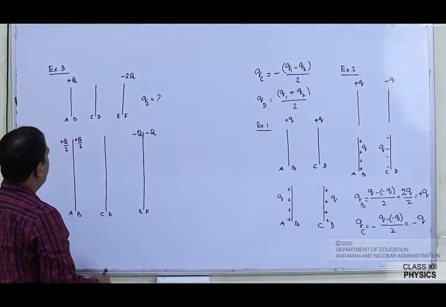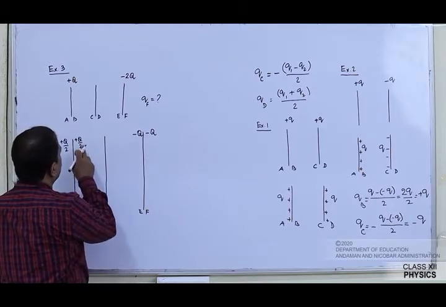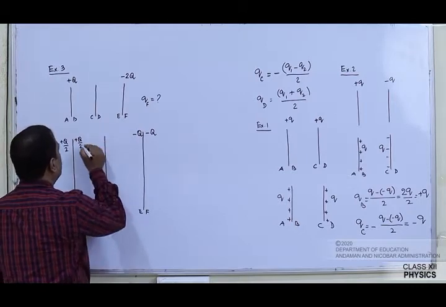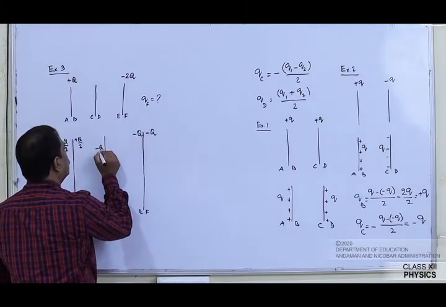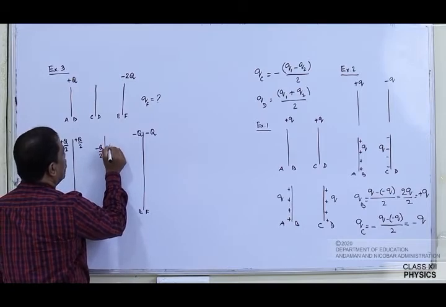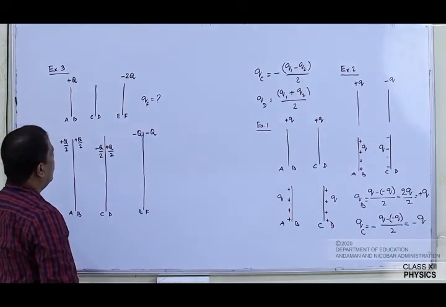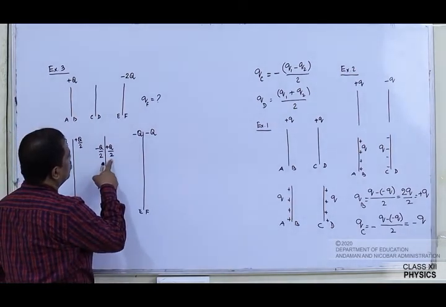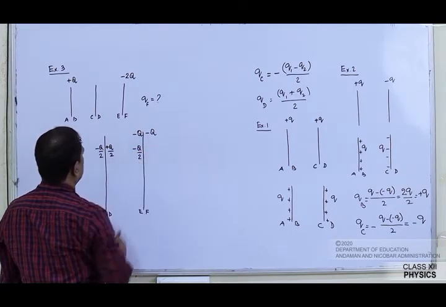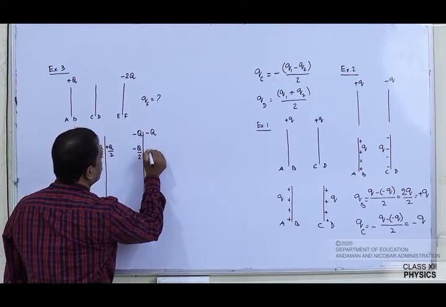Now I know that this plus 2q charge will induce opposite charge on the face C. So here it will be minus q by 2. This minus q by 2 will induce plus q by 2 on this face, and this plus q by 2 will induce a minus q by 2 on this face, and this minus q by 2 will induce a plus q by 2 on this face.